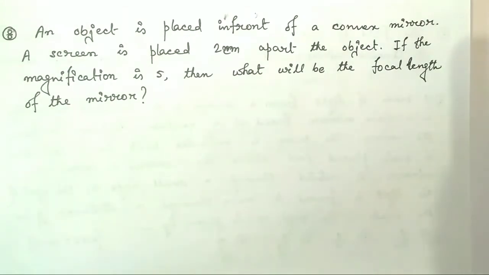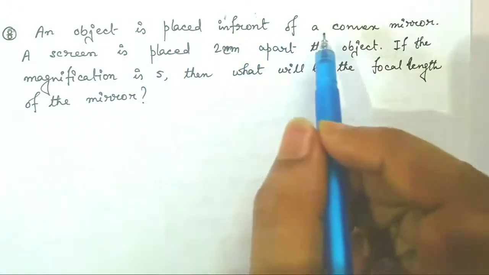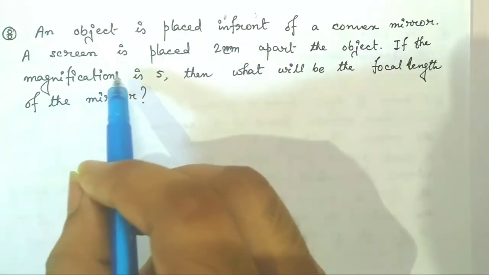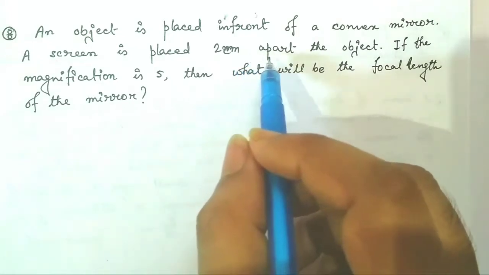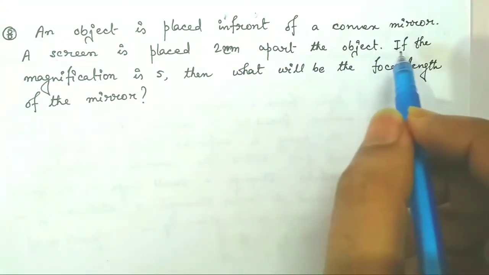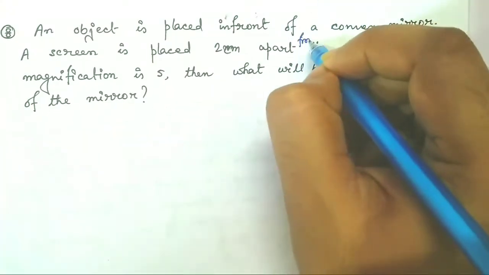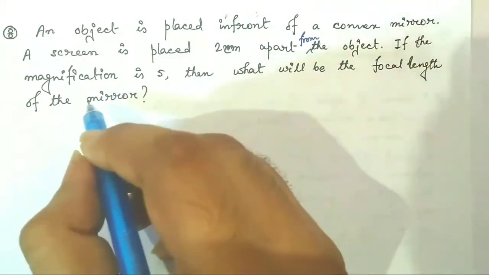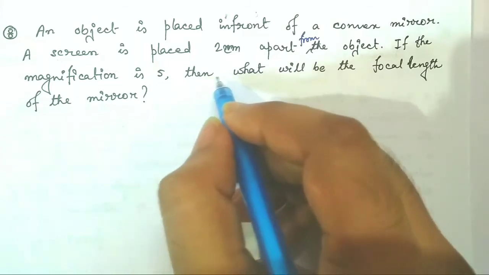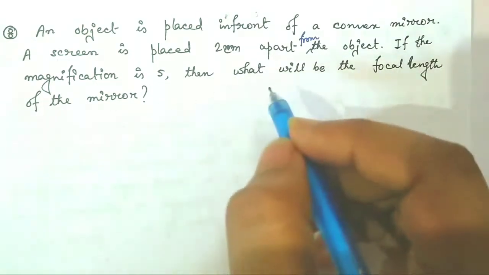Question number 8. An object is placed in front of a convex mirror. A screen is placed 2 cm apart from the object. If the magnification is 5, then what will be the focal length of the mirror?